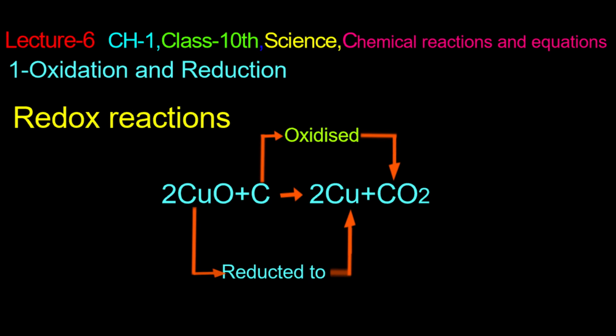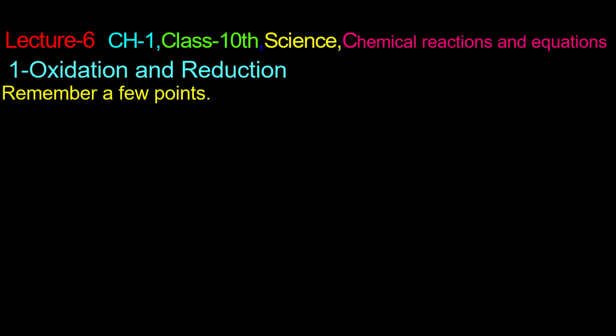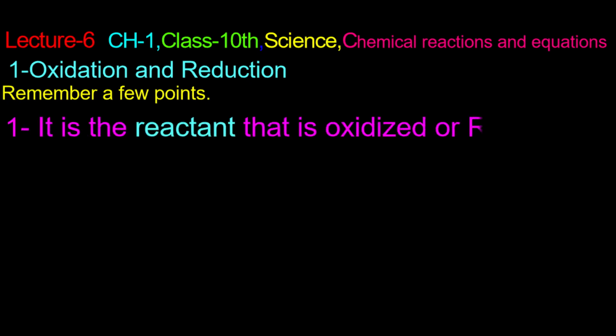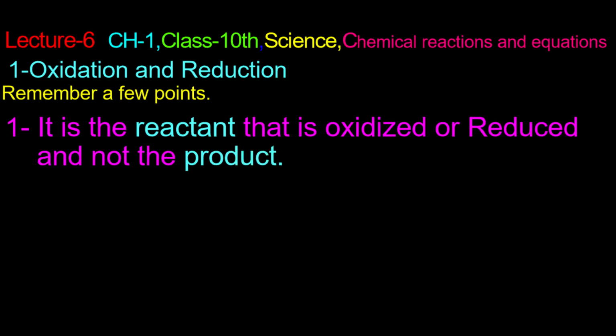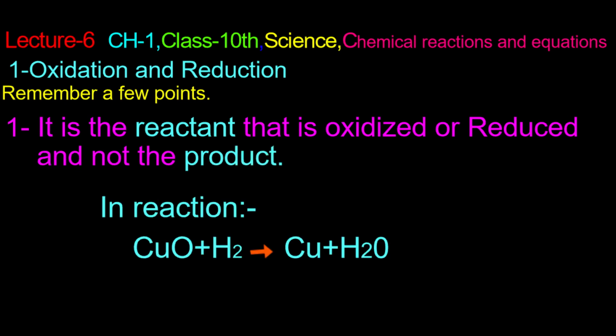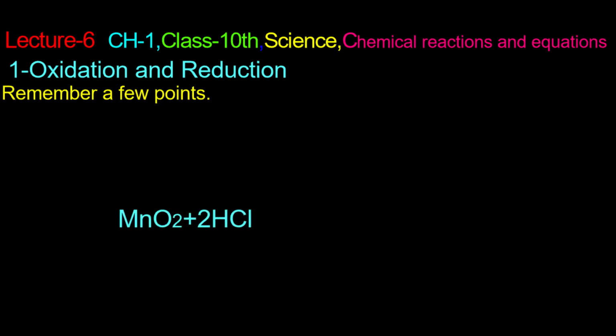You have to remember a few points. Remember that it is the reactant that is oxidized or reduced and not the product. For example, in copper oxide or CuO plus H2 produce Cu plus H2O, in this reaction, CuO has been reduced to Cu, or copper oxide has been reduced to copper, and not the copper that has been reduced. Similarly, in reaction, manganese dioxide plus 2HCl give MnCl2 plus H2O plus Cl2.